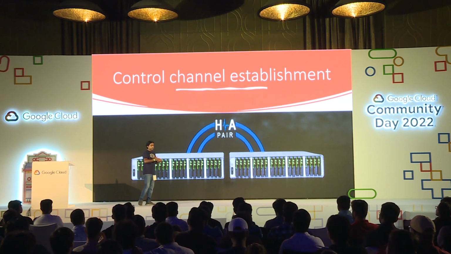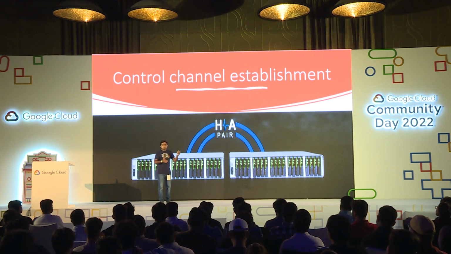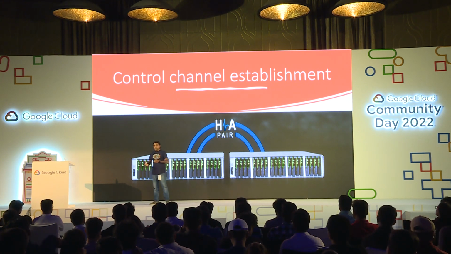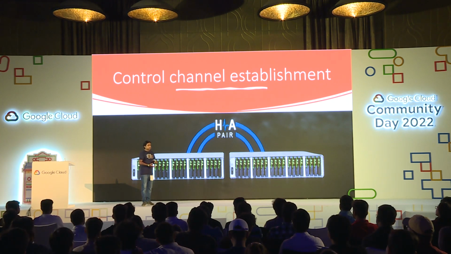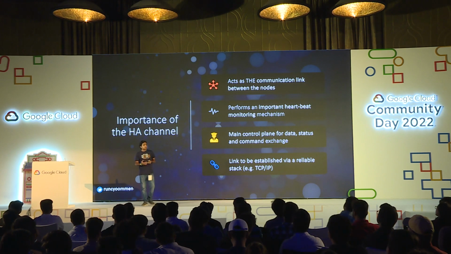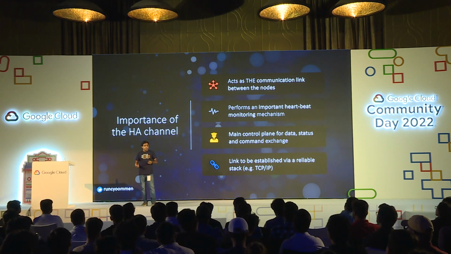So that's the messaging that has to happen between the two nodes, so that the system knows exactly which parameters it has to affect for a reliable failover. So that's the control channel. What's the importance of it? Because it acts as the communication link.